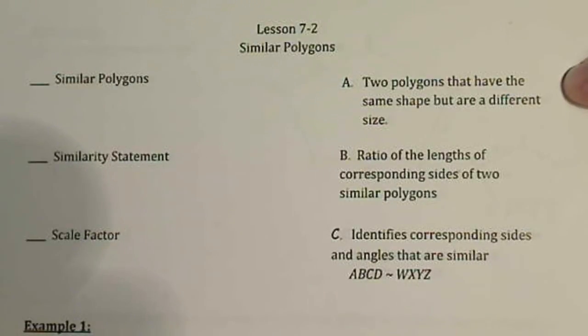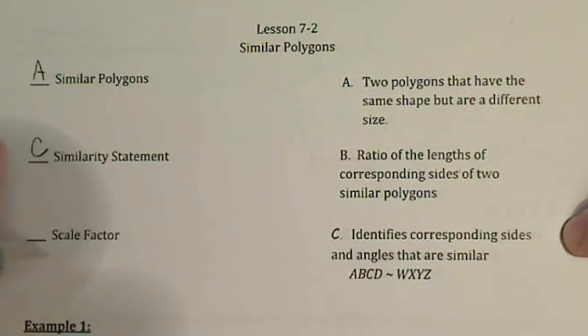So two triangles, maybe one's bigger, one's smaller. Two rectangles, you have to have the same shape for them to be similar. A similarity statement, that is letter C. Where you see this squiggly line, that symbol means is similar to. It's kind of like congruent or approximate, but it only has one squiggle. Okay, so you would read this as ABCD is similar to WXYZ.